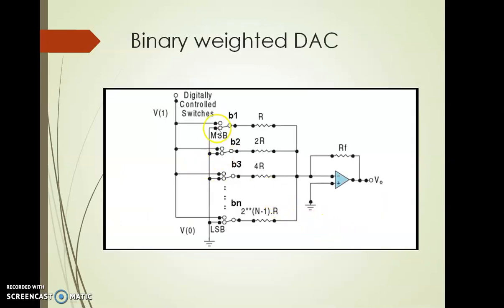Here B1, B2, B3 up to Bn are the binary inputs, and the digital control inputs are connected through switches. Suppose you give the input 0, then that particular bit will be connected to the voltage 0, and when you provide the binary input 1, it will be connected to the reference voltage. Like this, ultimately we get Vout, which is the analog output.